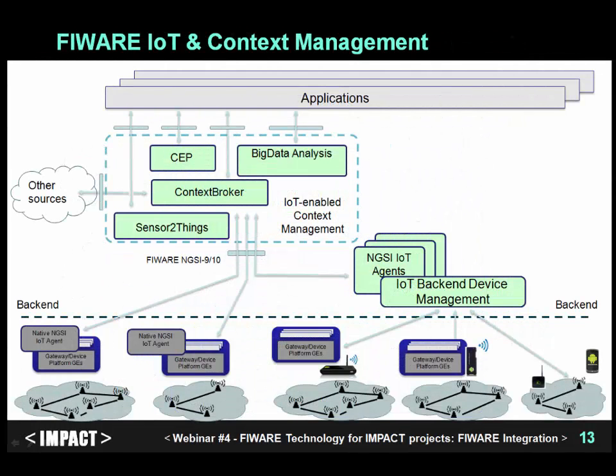You can see here a more detailed representation of this scheme that we were just looking at. And you have the FIWARE ecosystem here, the FIWARE architecture here, with the three enablers that we just saw, plus the sensor to things enabler, which is charged with the connection with the IoT devices. So here you would have the devices that communicate with the FIWARE ecosystem that we just saw.